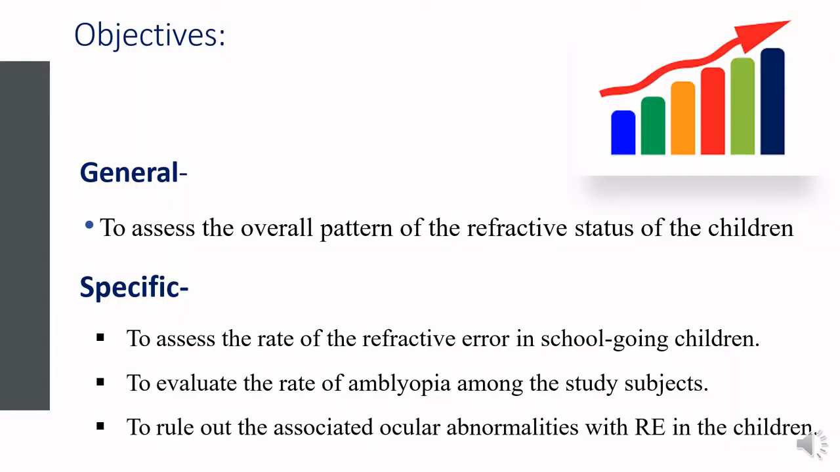Now, objectives of this study. We attempt to assess the overall pattern of the refractive status of the children, to assess the rate of different types of refractive errors, to evaluate the rate of amblyopia, and to assess the associated ocular conditions like strabismus, ocular trauma, eyelid disease, lacrimal drainage system disease, and ocular surface disorders.